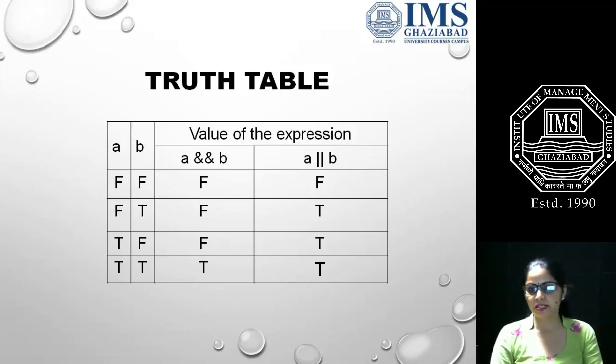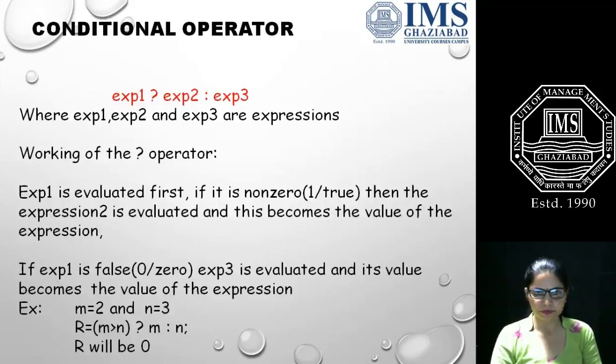Now we come to logical OR. Logical OR gives a true result if one of the expressions is true. If either A or B or both are true, then we would get the true result, otherwise the result is false in case of logical OR.